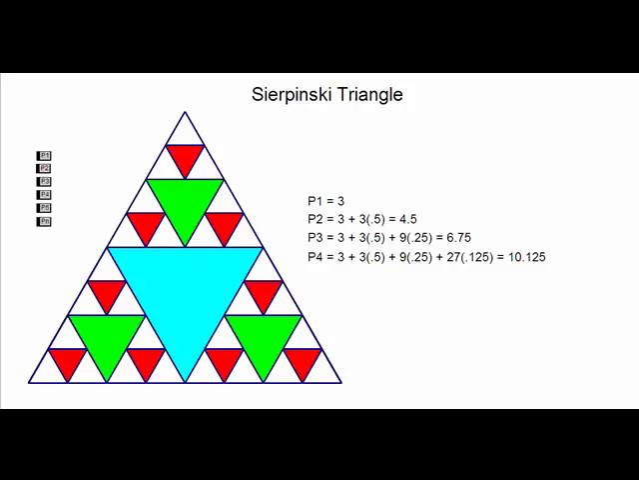For piece 4, we get again piece 1 plus piece 2 plus piece 3 plus 27 times 0.125. And just like in our previous steps, we get our line segments highlighted. 0.125 is the length of the sides of our new equilateral triangles represented in red, and there are 27 total line segments for the red surface, which comes out to 10.125 units.